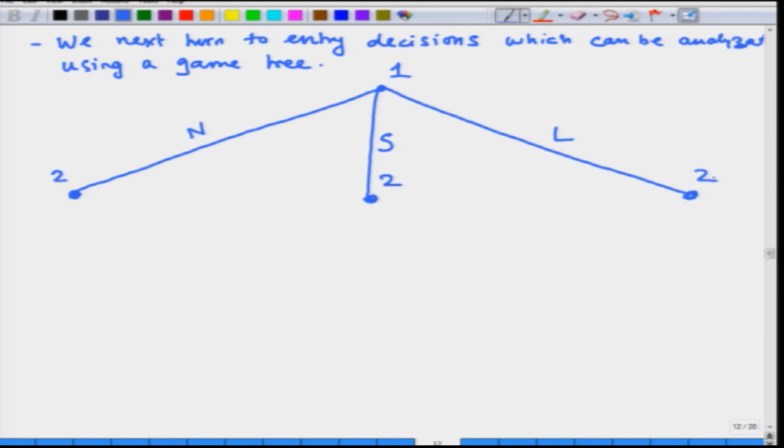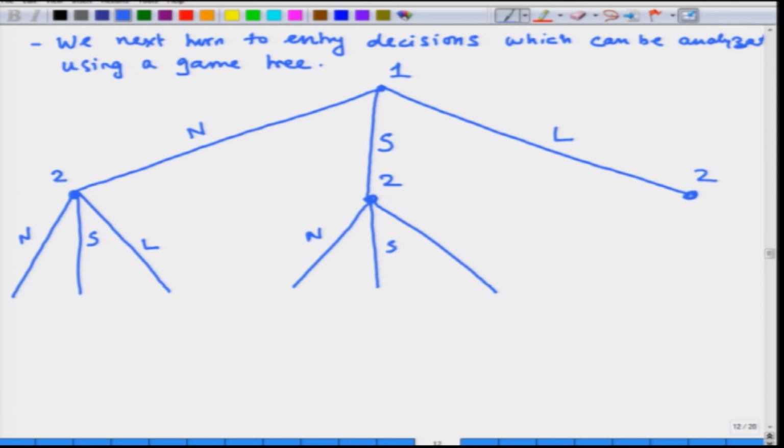Now, at each one of these nodes, after firm 1 has taken its decision, firm 2 makes a move. So, firm 2 can either choose again to not enter, to build a small capacity, or to build a large capacity. Again, in this node, firm 2 can choose to not enter, to build a small capacity, or build a large capacity. And finally, here also firm 2 can either choose to not enter, build a small capacity or build a large capacity.